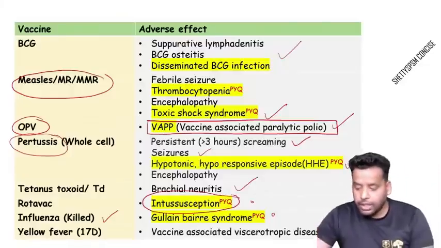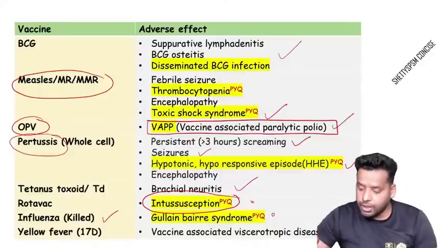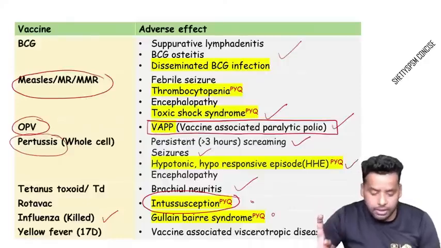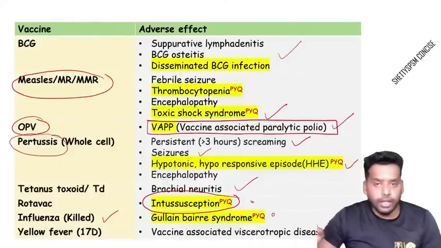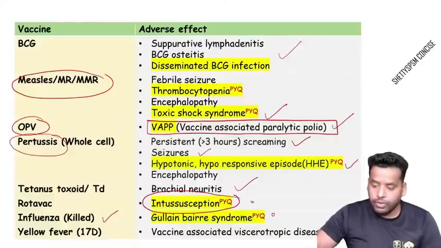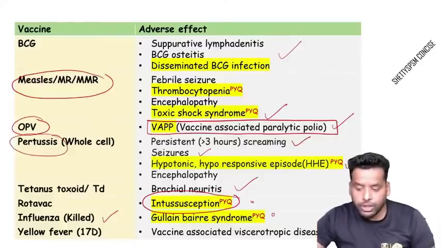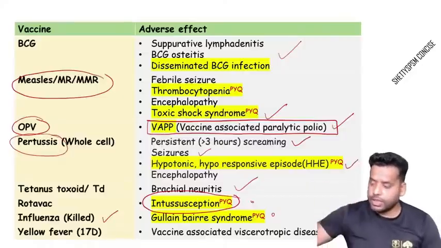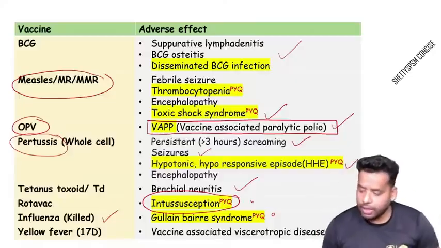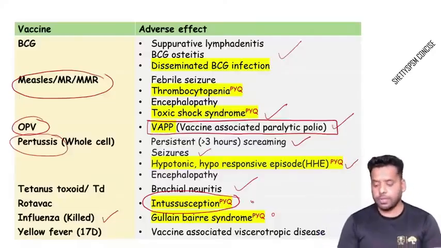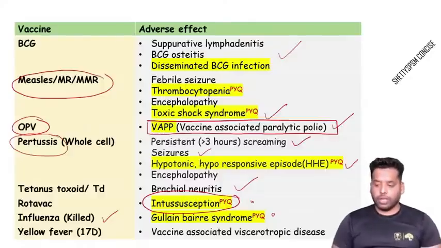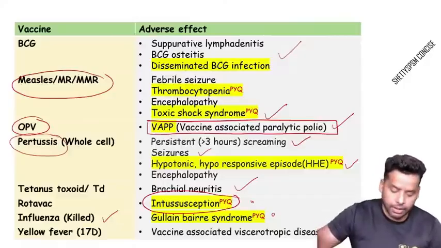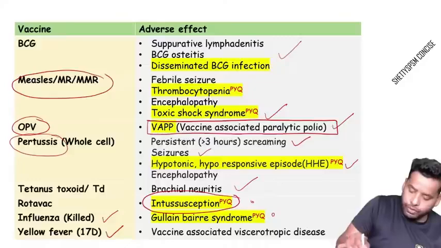At the same time, if there is a history of intussusception, which vaccine is contraindicated? They will give this question. The mother is bringing the child with a history of abdominal surgery or intussusception directly. Which vaccine is contraindicated? Answer is Rotavac. Good. 17D vaccine is live attenuated yellow fever vaccine.